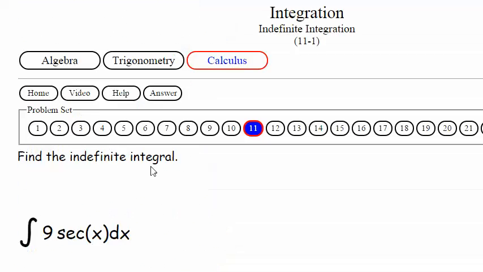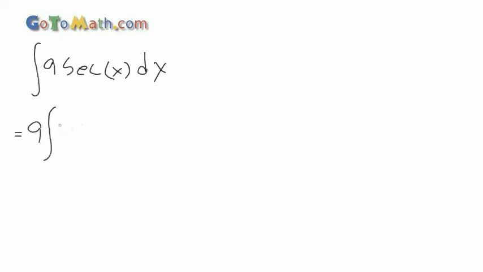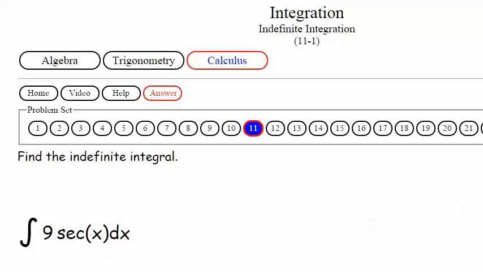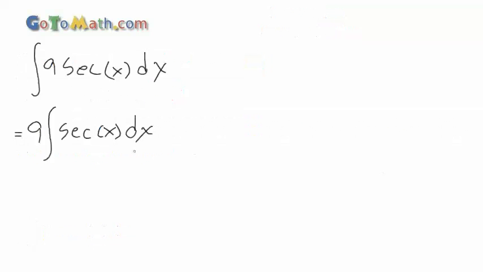Find the indefinite integral. So we've got the integral of 9 secant x dx. I'm going to rewrite it, just bring the 9 out front.